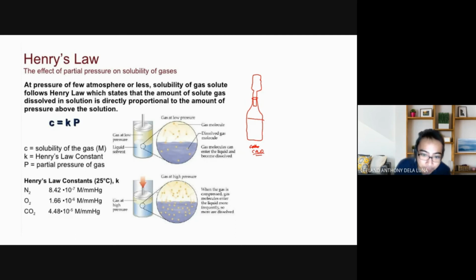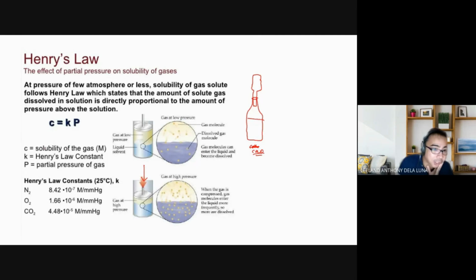So as you put pressure, class, ang tendency is, yung gas molecules, dissolve na ngayon within the liquid. As I increase the pressure, at the same time reduce the temperature. Now, solubility of your gas, class, is simply expressed with the formula. Madali lang naman formula eh. Directly proportional lang siya. C equals Kp.